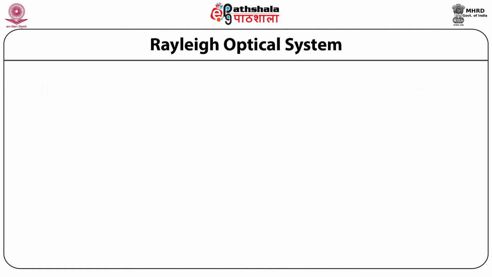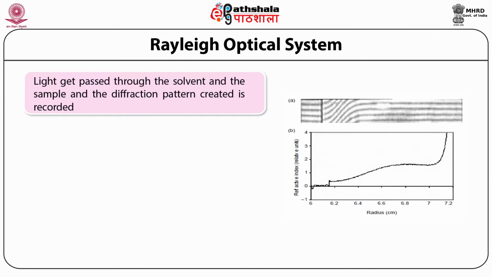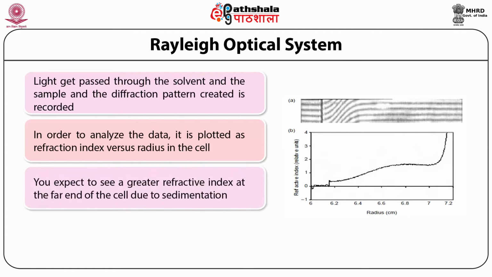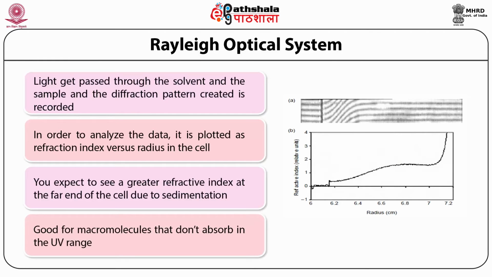In the Rayleigh optical system, light is passed through the solvent and sample, and the diffraction pattern created is recorded. In order to analyze the data, it is plotted as refractive index versus the radius of the cell. You expect to see a greater refractive index at the far end of the cell due to the sedimentation. You can see here in the graph, and it is good for macromolecules that do not absorb in the UV range. So the Schlieren optical system has its own advantage and the Rayleigh optical system has its own advantage.